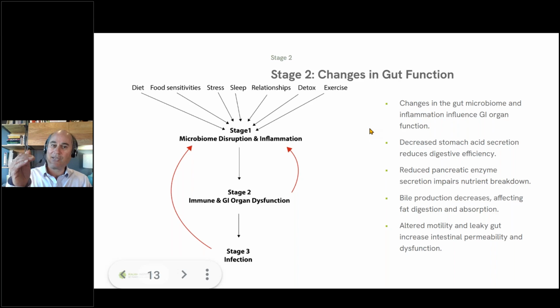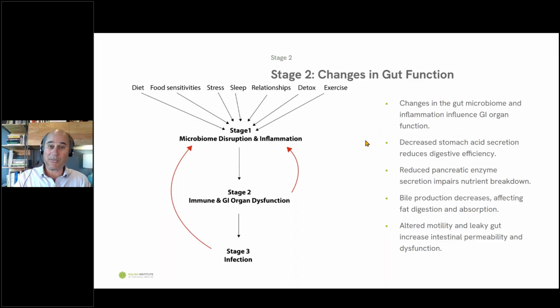The second stage is when the GI organs are involved. Now the stomach's not making enough hydrochloric acid, or the pancreas isn't making all the enzymes, or the gallbladder's not making bile. If your gallbladder's not making bile, you're going to have an overgrowth of bacteria in the small intestine just because there's not enough bile. Some people would call that small intestinal bacterial overgrowth. I would call that a gallbladder problem. It could be SIBO, but it could also be a gallbladder problem. So you want to think that through.